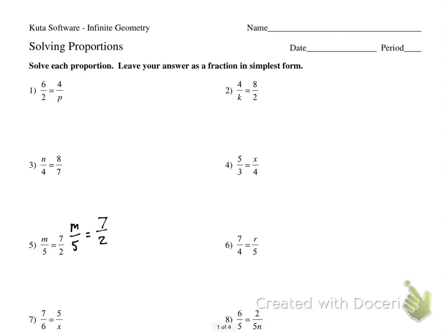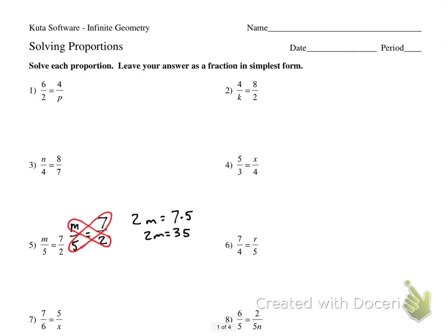Now, if you looked at it long enough, you could probably figure it out just in your head, but we have a method for solving this. And what we do is cross products. And so the cross product is essentially this. You multiply the diagonals together and set them equal. So if I do this, it's going to be 2 times m equals 7 times 5 is 35. And actually, I'll write it out. First of all, I'll say 7 times 5, and therefore 2 times m equals 35.